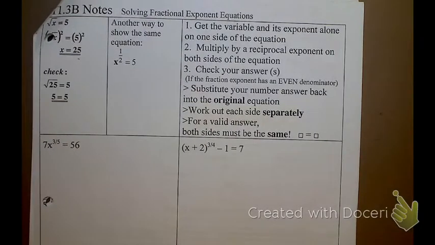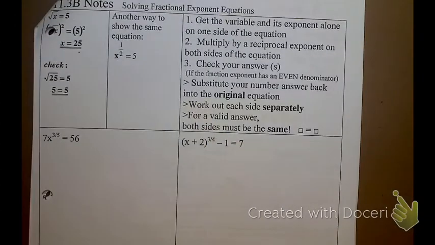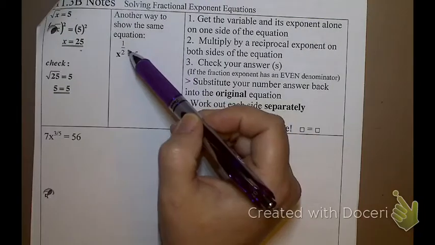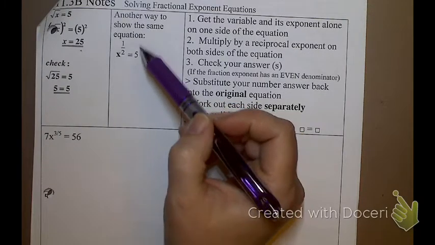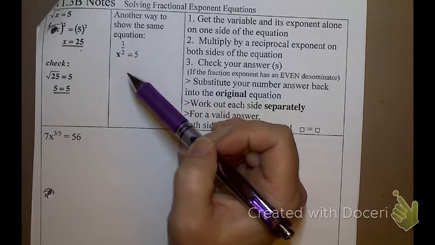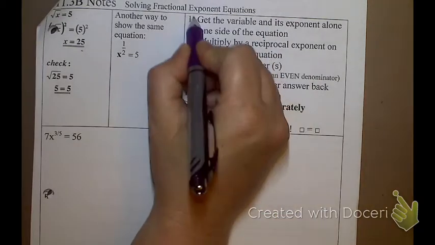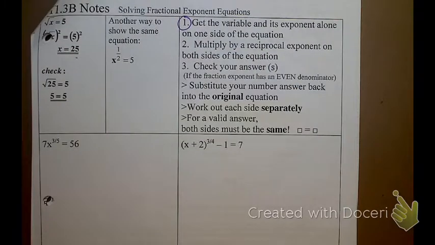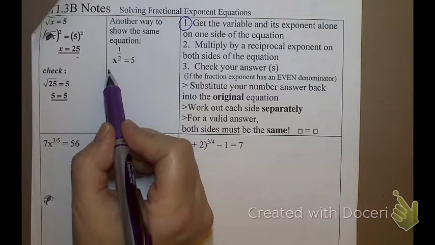Okay? Now, one thing that we've learned through Mod 11 is the fact that square roots don't always look like square roots. They can look like other things too. What can they look like? A fractional exponent. So this is still technically a radical equation. It just doesn't look like a radical equation. Okay? So, step 1. Get the variable and its exponent alone on one side of the equation. Is my variable with its exponent alone on one side of the equation?